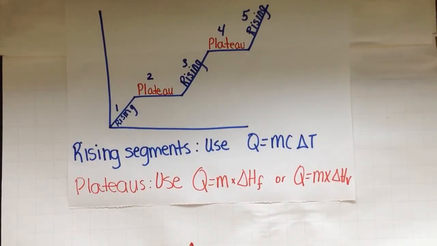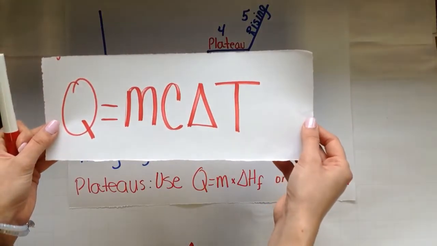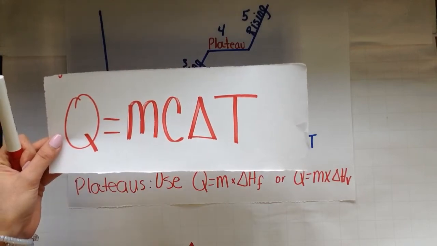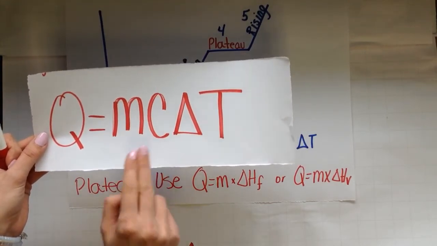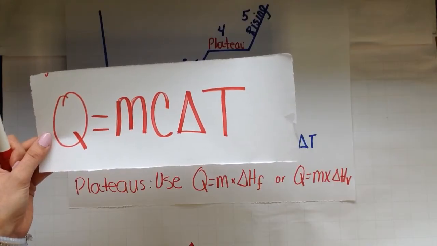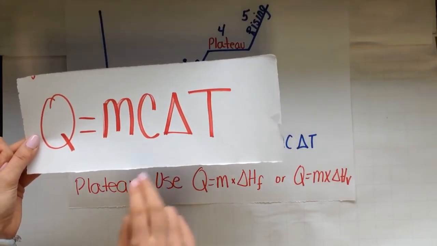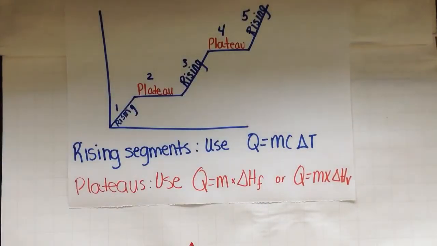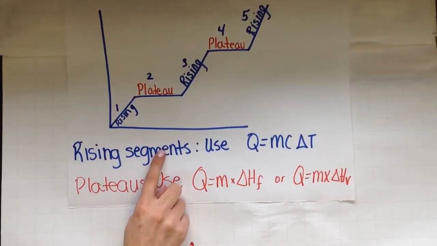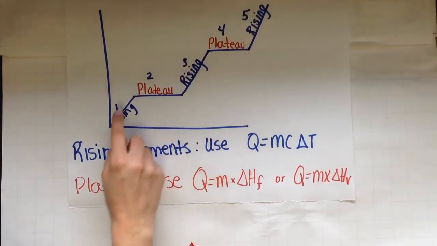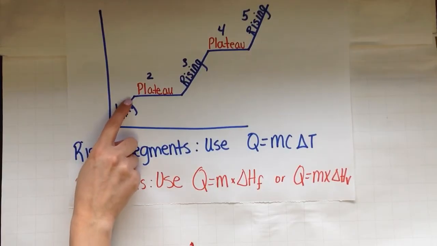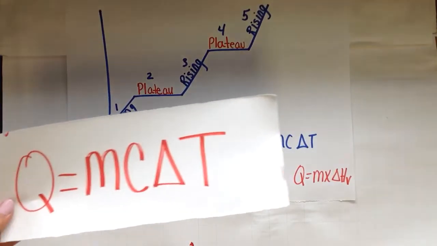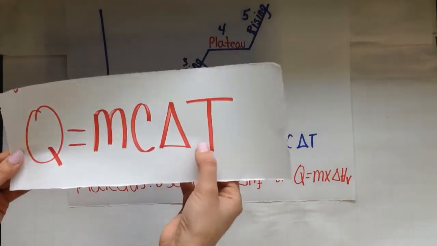Okay. In order to do that, remember, here's my energy equation that we've learned already last chapter. Q equals mcΔT. Q is energy, which is known as heat. M is mass in grams. C is specific heat capacity in joules over grams degrees Celsius. And ΔT is change in temperature. That's T final minus T initial. Please write those down, a refresher. So all of the rising segments, if you notice, they all have temperature changing. Temperature increasing, increasing, increasing. Temperature increasing, temperature increasing. So I'm going to use my Q equals mcΔT. The reason why is because there's a change in temperature.